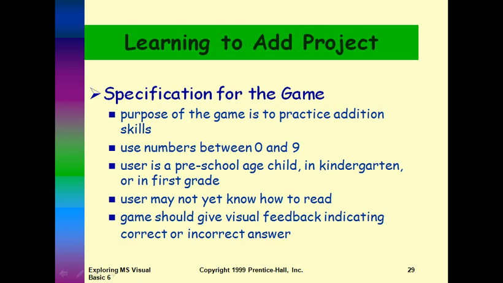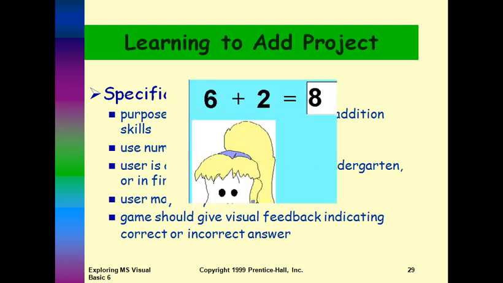Let's get started discussing the control statement by learning to add a project. Specification for the game: the purpose of the game is to practice addition skills. Use numbers between 0 and 9. The user is a preschool age child in kindergarten or first grade. The user may not yet know how to read. The game should give visual feedback indicating a correct or incorrect answer.